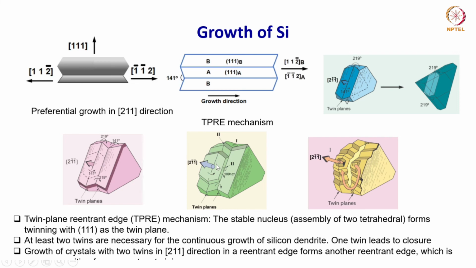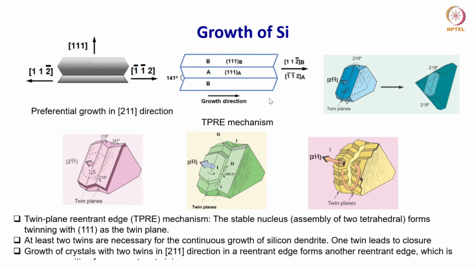Okay, so as it grows in this particular direction, it introduces more of these reentrant edges, and that is how it leads to growth in this particular direction. Okay, and that is why you have a flaky or needle kind of morphology in unmodified aluminium silicon alloys. Right, so this was about the growth.